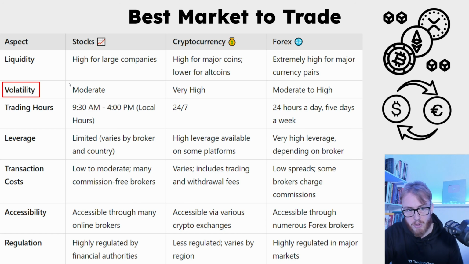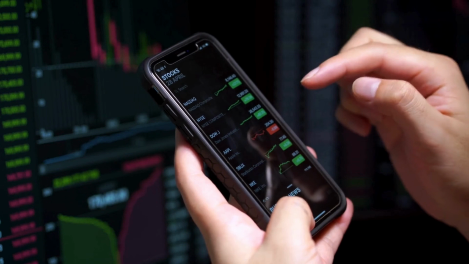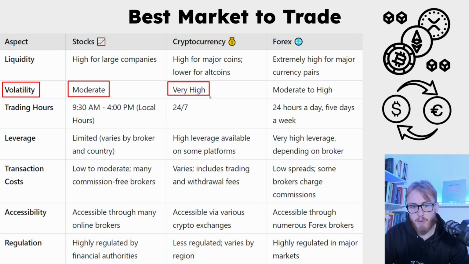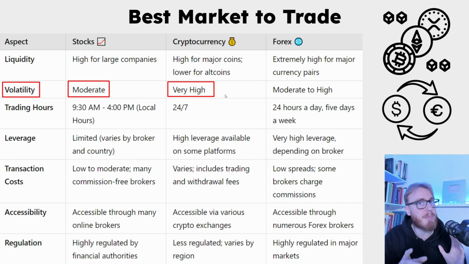So for stocks, I would say that the volatility here is moderate or medium. Some stocks are much higher volatility, for example, Nvidia, while some stocks are lower. So that's one thing that is really nice about stocks. Depending on what stocks you trade, you can basically choose your volatility. However, for cryptocurrency, I would say that the volatility is very high. It's a little bit lower for the big ones like Bitcoin and so on, but in general, we have very high volatility.